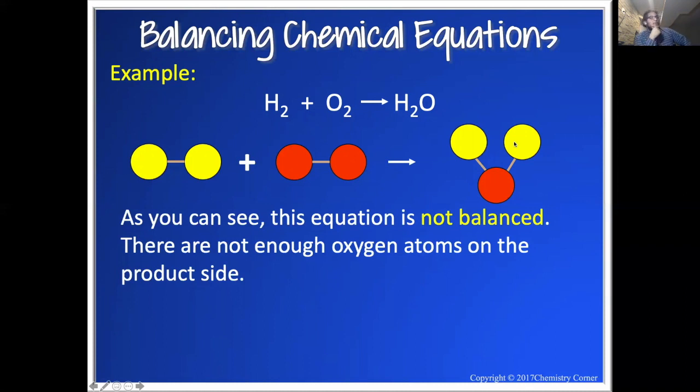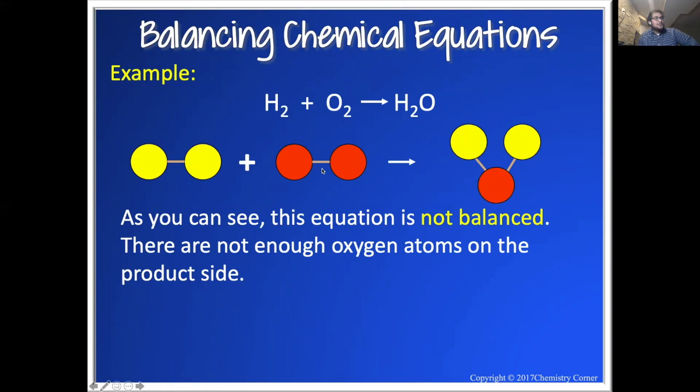So here we realize I've got 2 hydrogens on the left, 2 yellow circles, and 2 yellow circles on the right. Perfectly good. And then I've got 2 red circles, 2 oxygens on the left, and only 1 red circle, only 1 oxygen in my H2O on the right. So something's wrong. This equation is off because my reactants don't equal my products. So let's try to fix it.